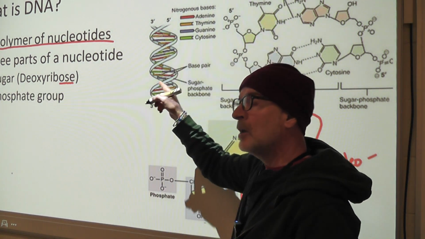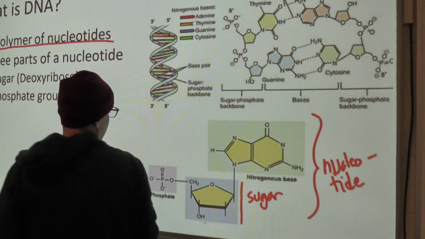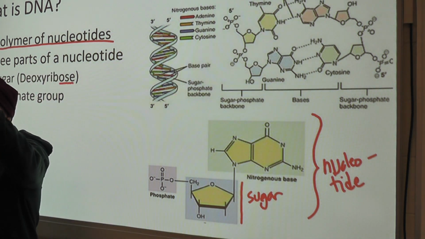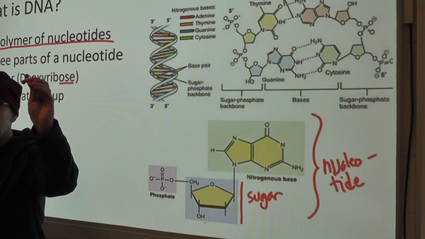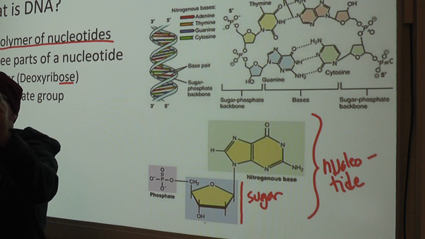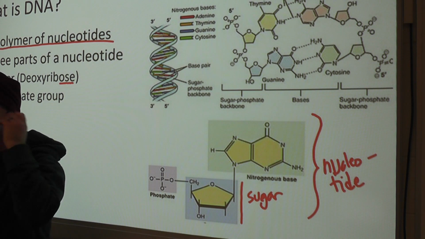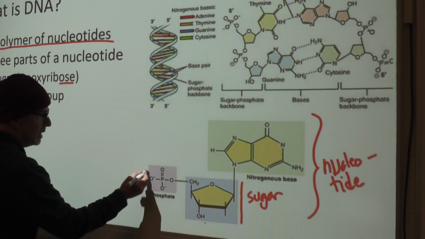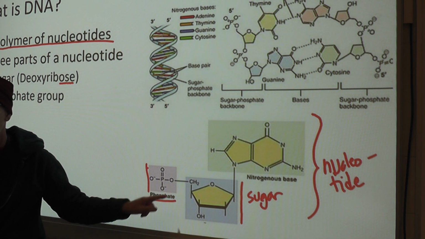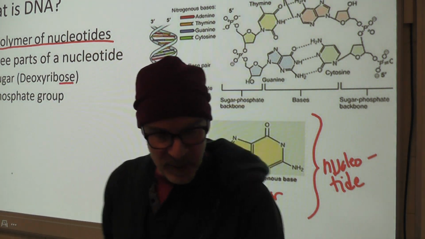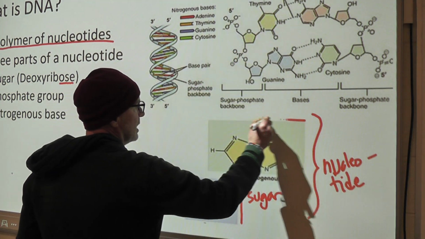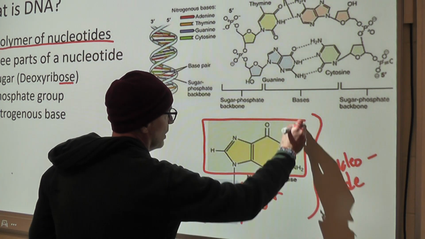Another piece of a nucleotide is called the phosphate group. In your model, this was the phosphate group. The yellow piece is a phosphorus atom. It's an atom of phosphorus. The red are oxygens. And this right here is our phosphate group in this picture. And the last piece is what's called a nitrogenous base. This is the nitrogenous base in this drawing.